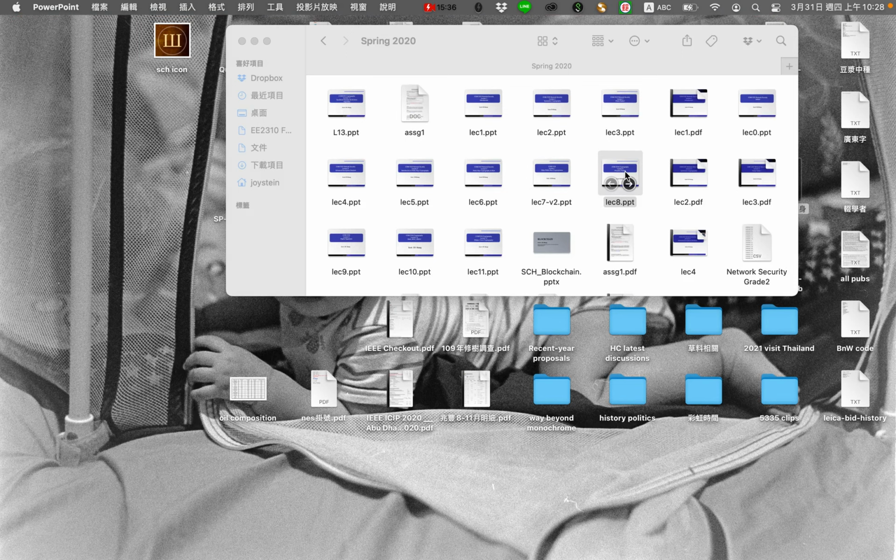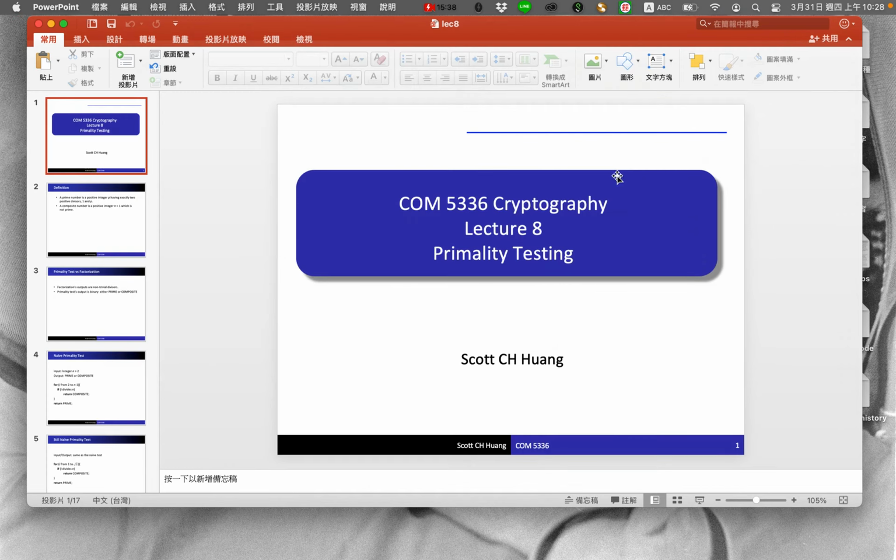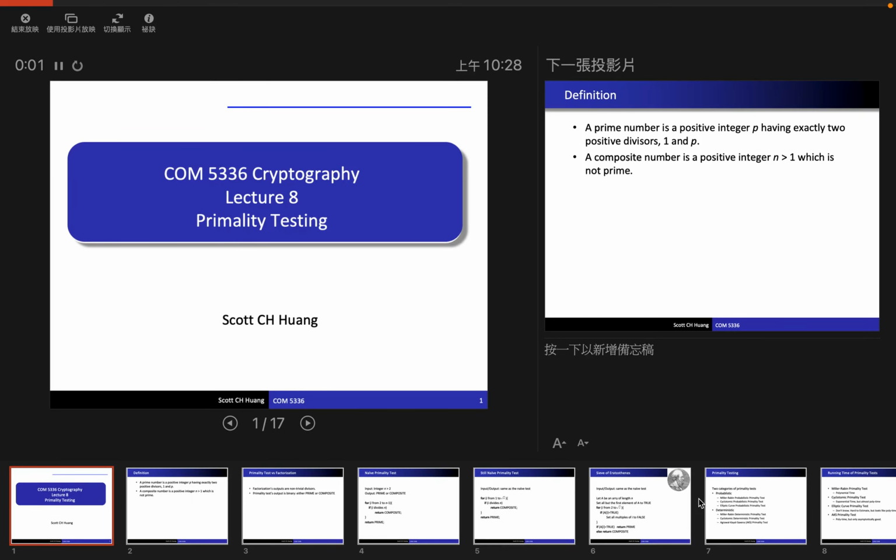Let's move on to the next topic. This is also an important topic. We call it primality testing. So far, everybody has more or less some knowledge and some experience with public key cryptography. We know that lots of the algorithms involve large primes, right? So this is really important.